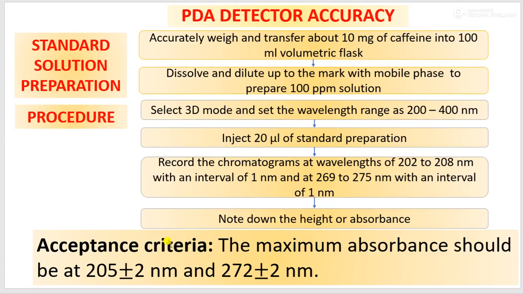What is the acceptance criteria? The maximum absorbance should be at 205 plus or minus 2 nanometer and 272 plus or minus 2 nanometer. This is for caffeine.